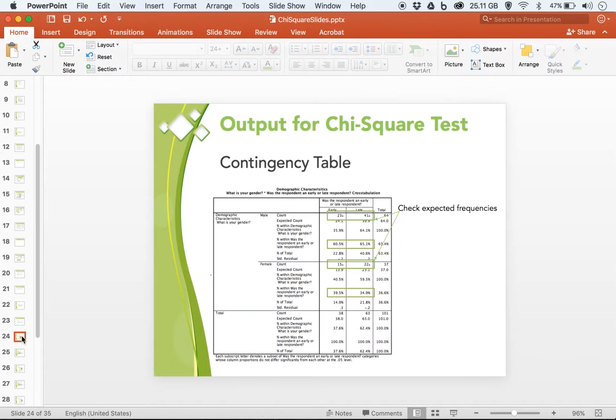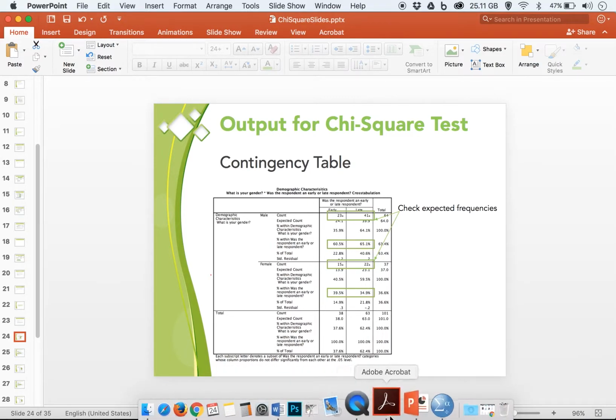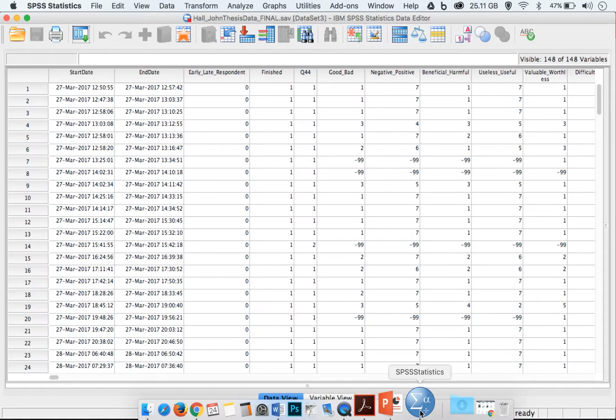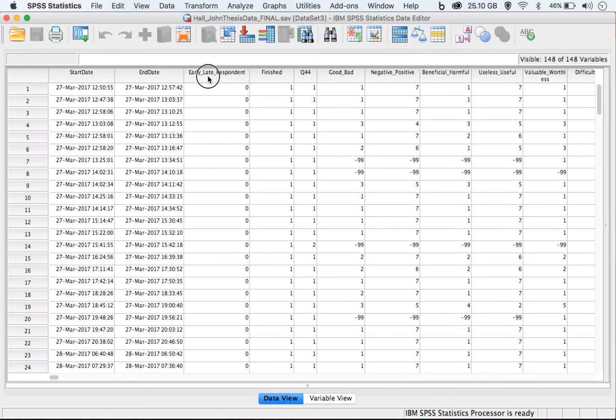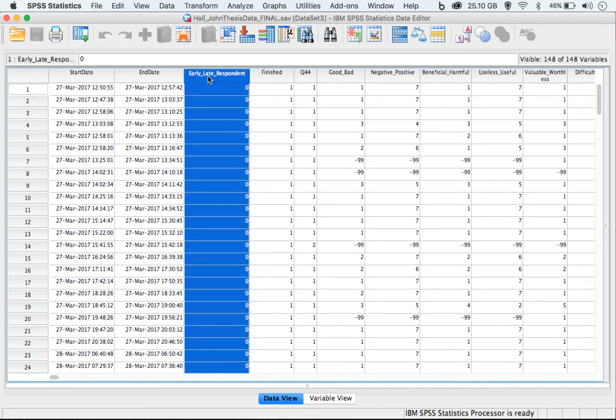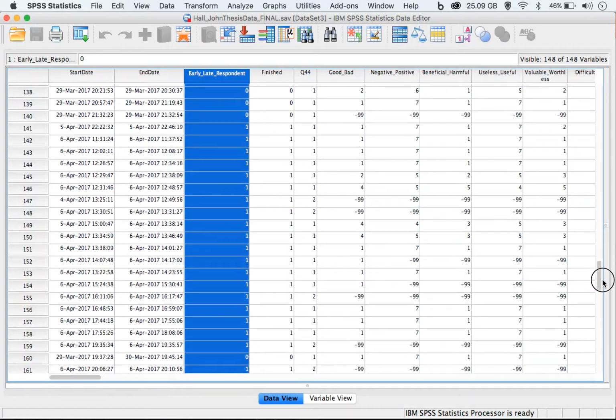Let me demonstrate how this is done. So in SPSS, I have the data file, and we actually add a variable into the SPSS that is coded as either early respondent or late respondent. And we gave an early respondent a code of 0 and a late respondent a code of 1. So those are our values, our label values. And we could consider what the label would be based on the end date for when the respondent actually completed the survey.